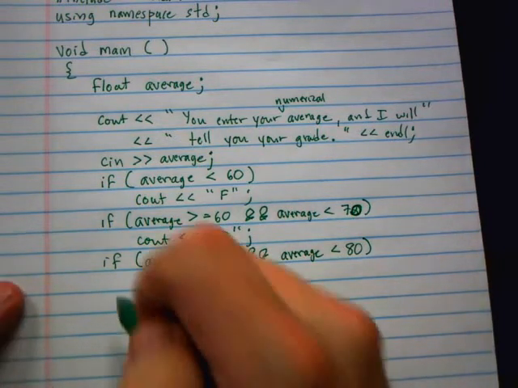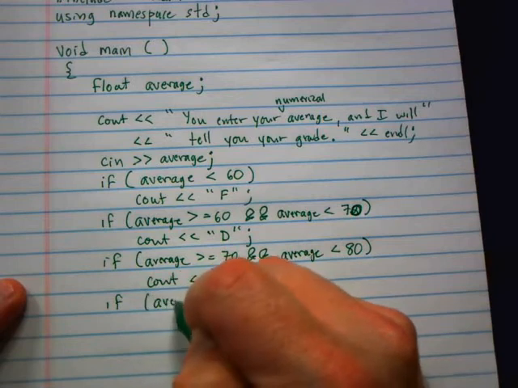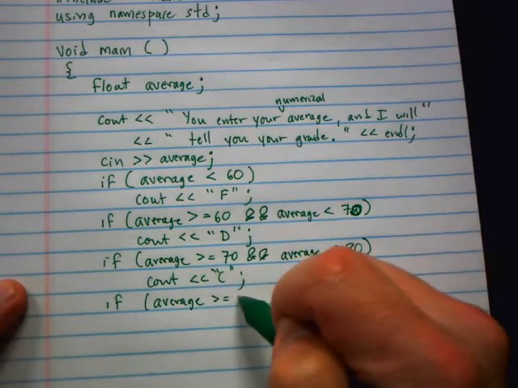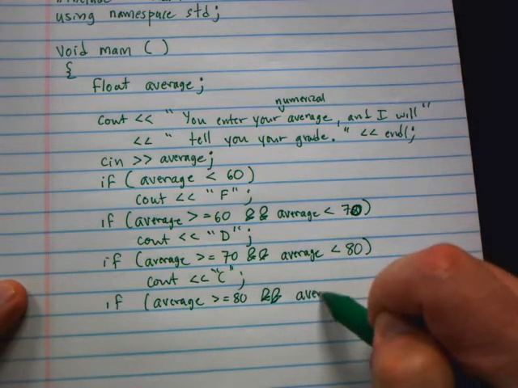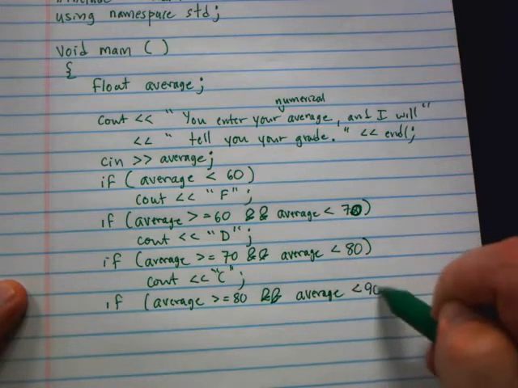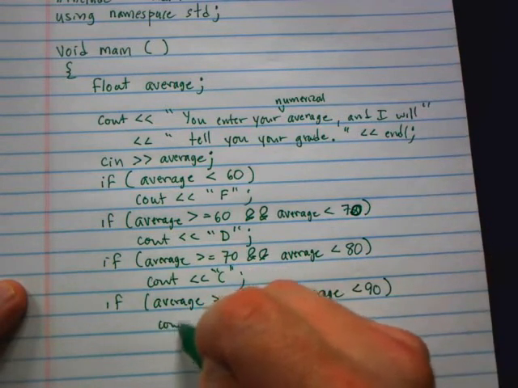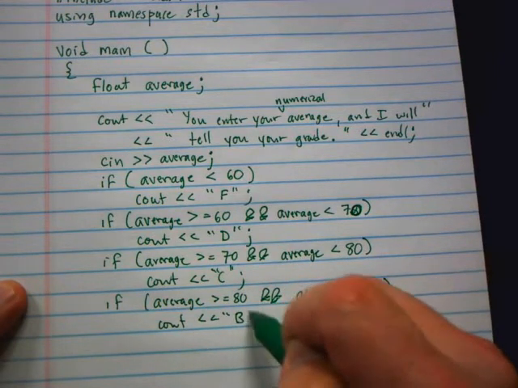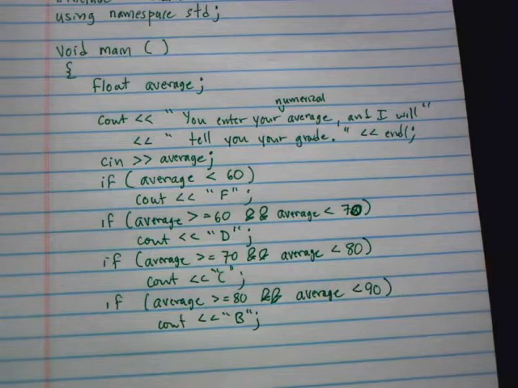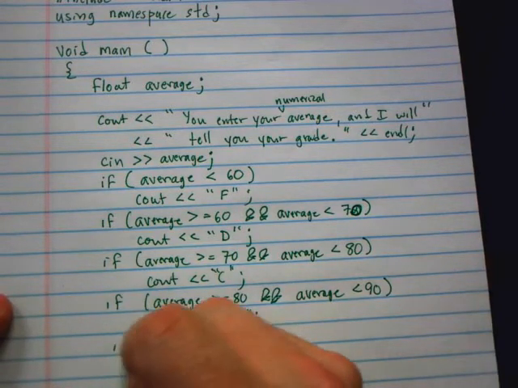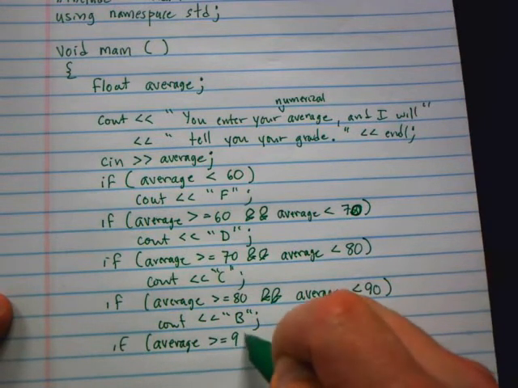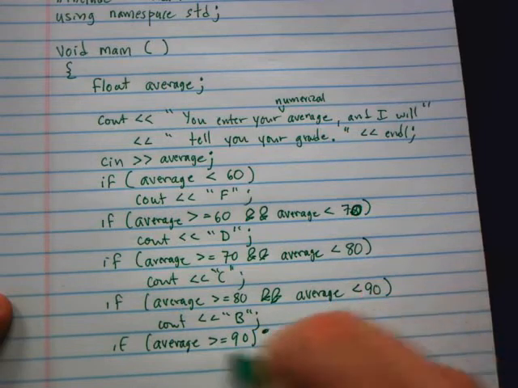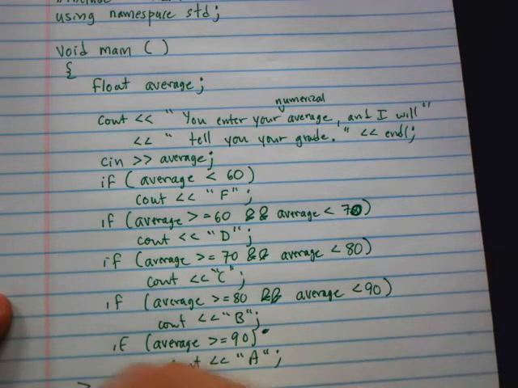Two more to go. If average is greater than or equal to 80 and average is less than 90, then you get a B. And finally, if average is greater than or equal to 90, you get an A. And then curly bracket to end the program.